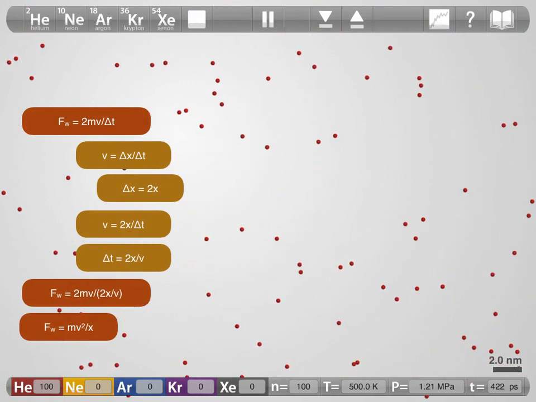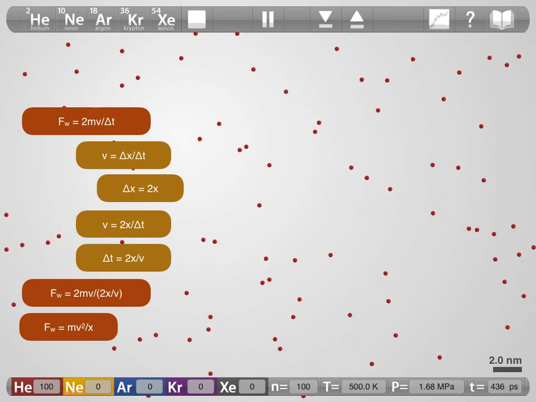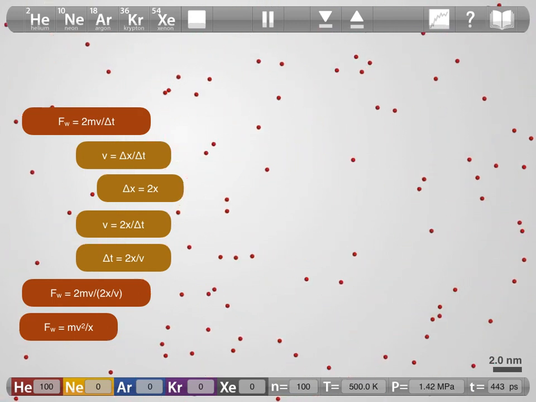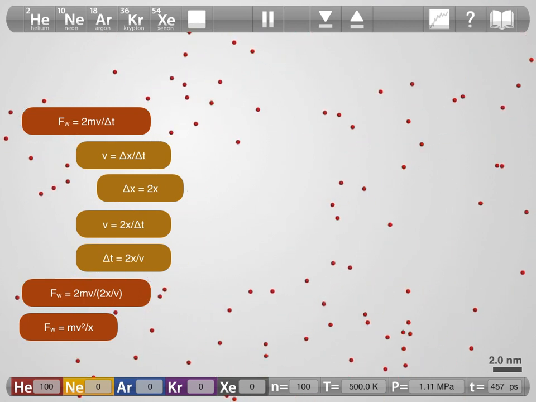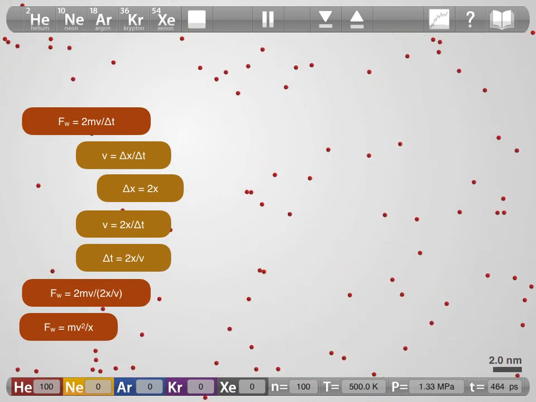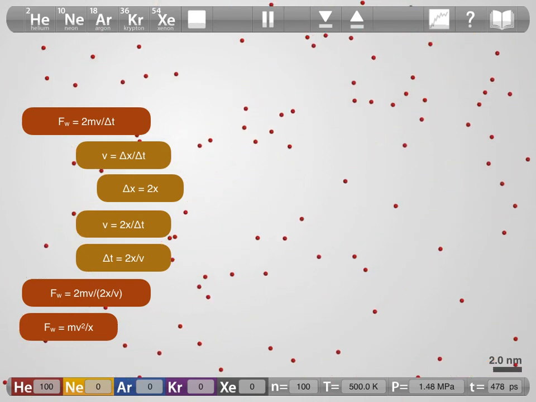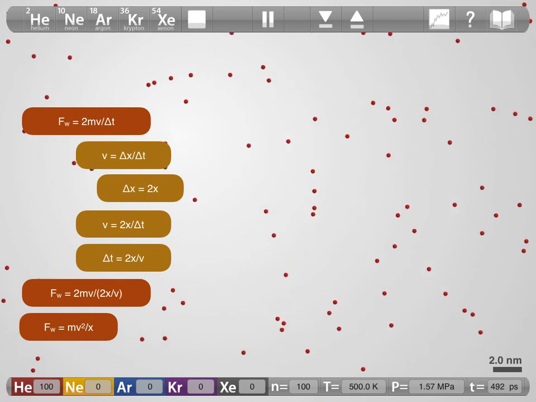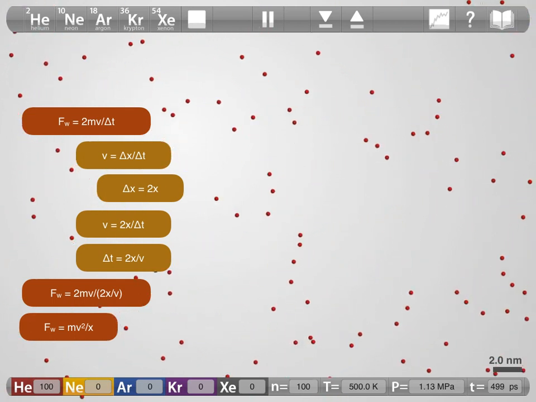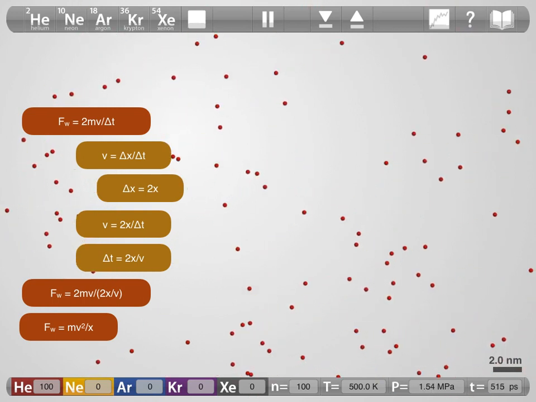Continuing, since velocity is equal to displacement on a given axis over change in time, and since the total displacement is equal to 2 times the distance of x, velocity is equal to 2x over change in time. Solving for change in time, we now have 2x over velocity, and substituting and simplifying, force is equal to mass times velocity squared over x.